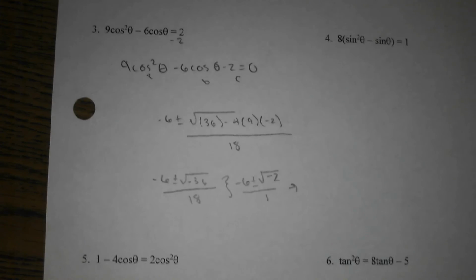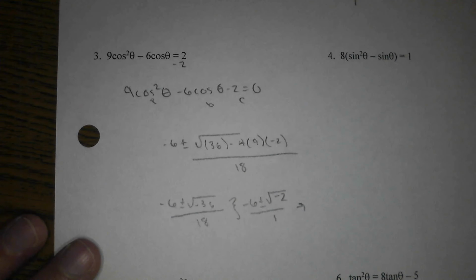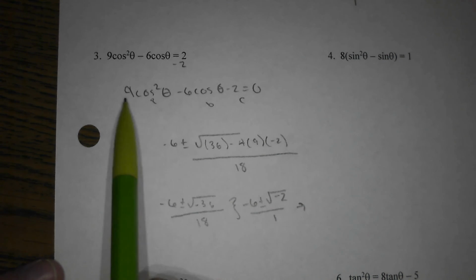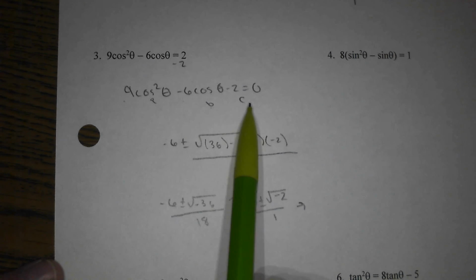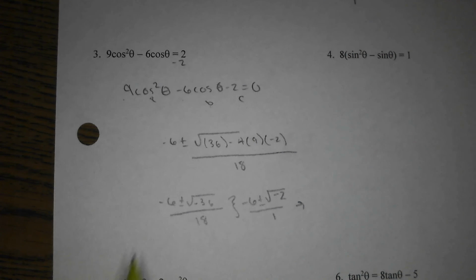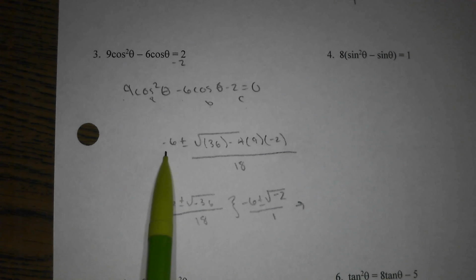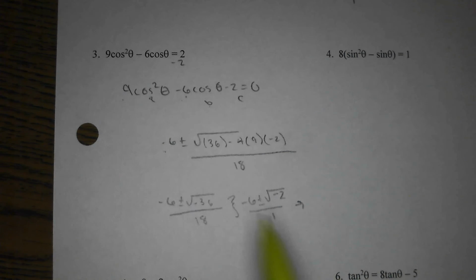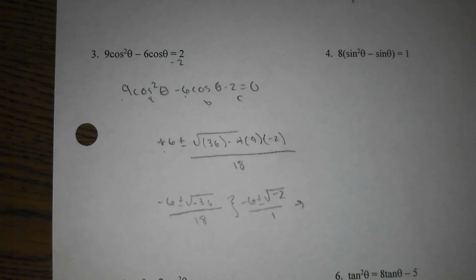Okay. All right, let's look at Carolina's number 3. She gets it equal to 0. She has an A of 9, a B of negative 6, and a C of negative 2. So the first thing that's wrong is your quadratic formula. It starts with the opposite of B. So if B is negative 6, that should have been positive.